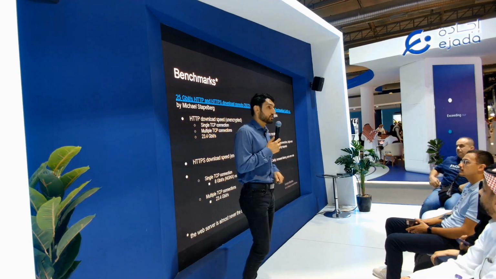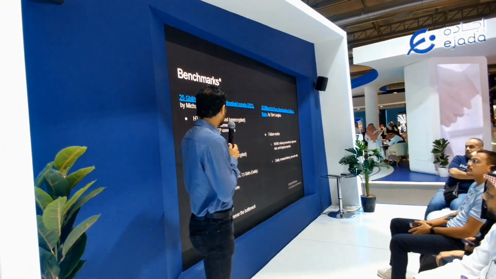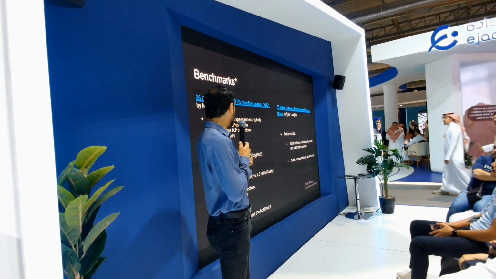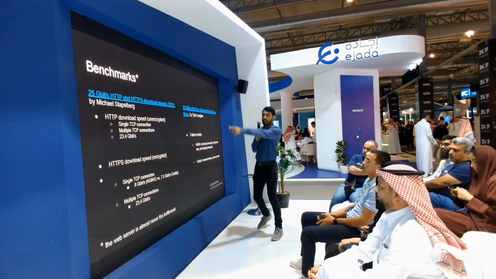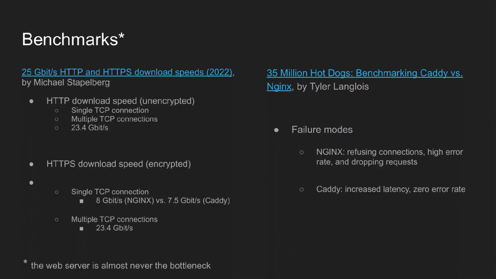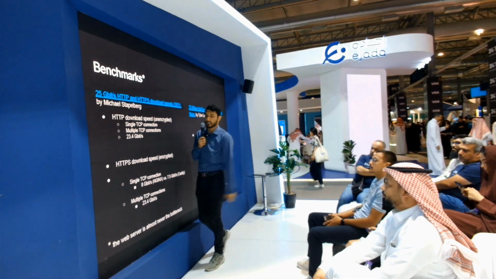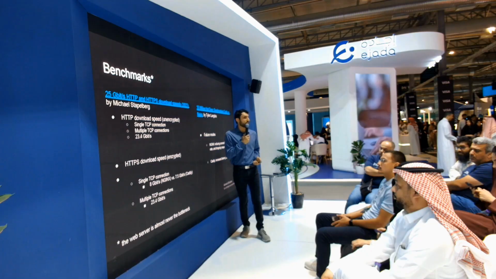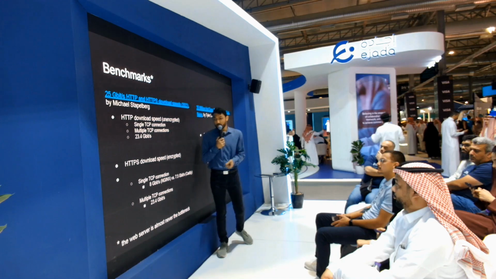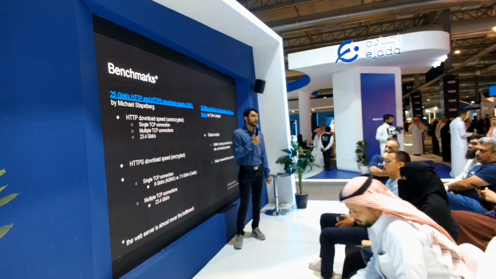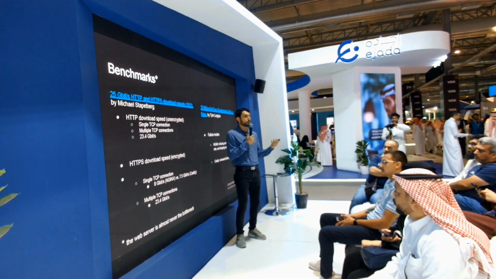Actually, when it comes to benchmarking, we have seen benchmarks that show Caddy, when it comes to unencrypted single TCP connections, meets Nginx at 23.4 gigabits for the unencrypted download. So we are on par with the competitor. When it comes to encrypted connectivity, even a single TCP connection, yes, we lag behind. However, with multiple TCP connections, we are on par with the C web server, which means you will not be losing any speed when it comes to using Caddy.